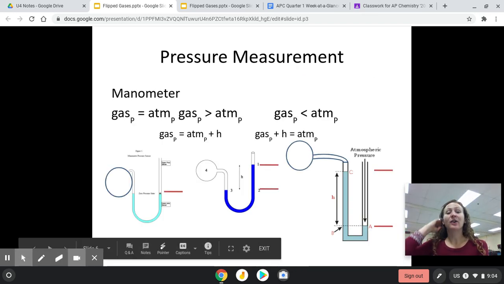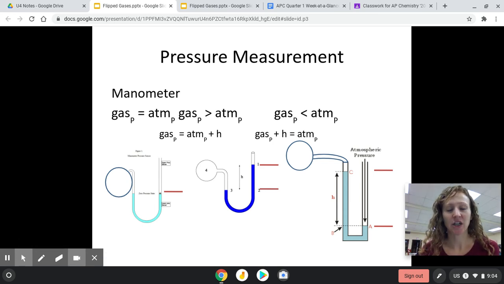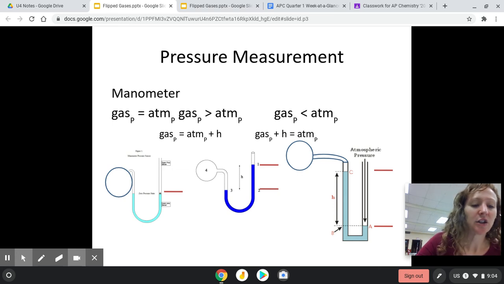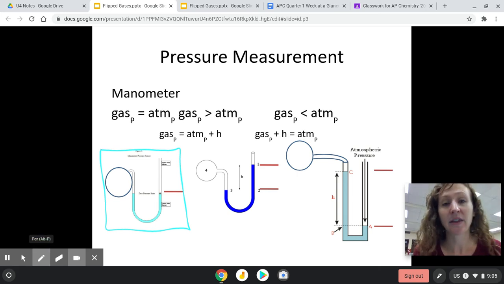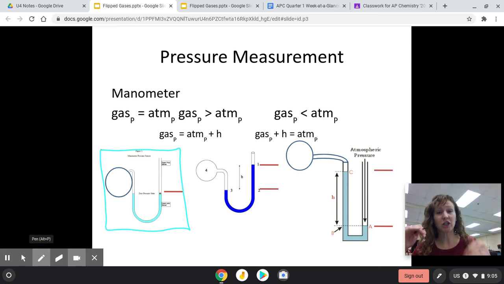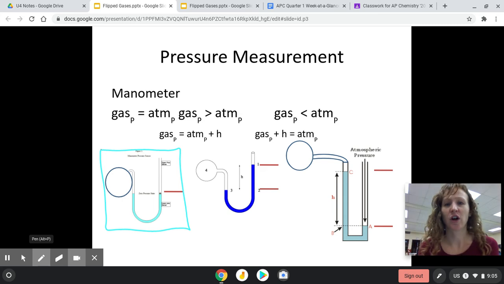Okay, now the manometer is a slight variation of a barometer. They're very similar, but there's a slight variation between them. So let's talk about this. Again, look at this drawing right here, and I want you to see if you can identify the forces that are pushing against each other in this drawing. Might be a good time to pause and think about this for about 30 seconds.